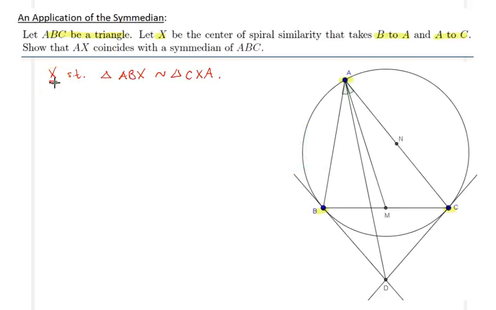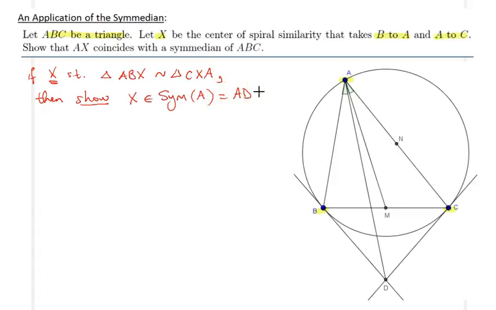Show that AX coincides with the Symmedian of ABC. Basically, we need to show that X is on the Symmedian line. If X is such, then show X is an element of the Symmedian line, which starts from A and goes to D, or you can say which is equal to AD.